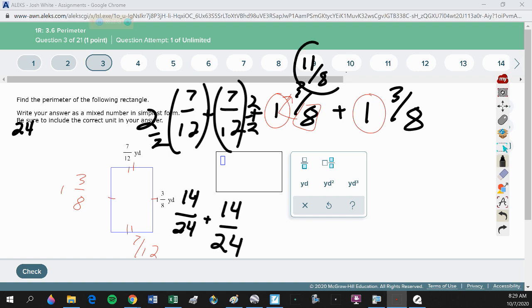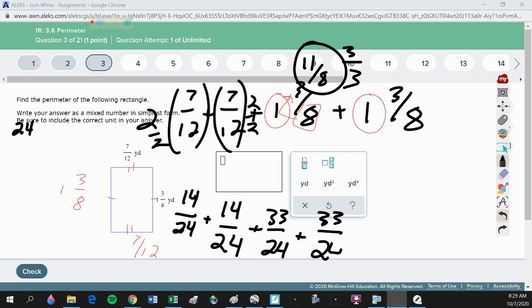And then I need to multiply this by 3 over 3. 33 over 24 and 33 over 24. So those two make 66. Those two make 28. So 66 plus 28 is 94. 94 over 24.